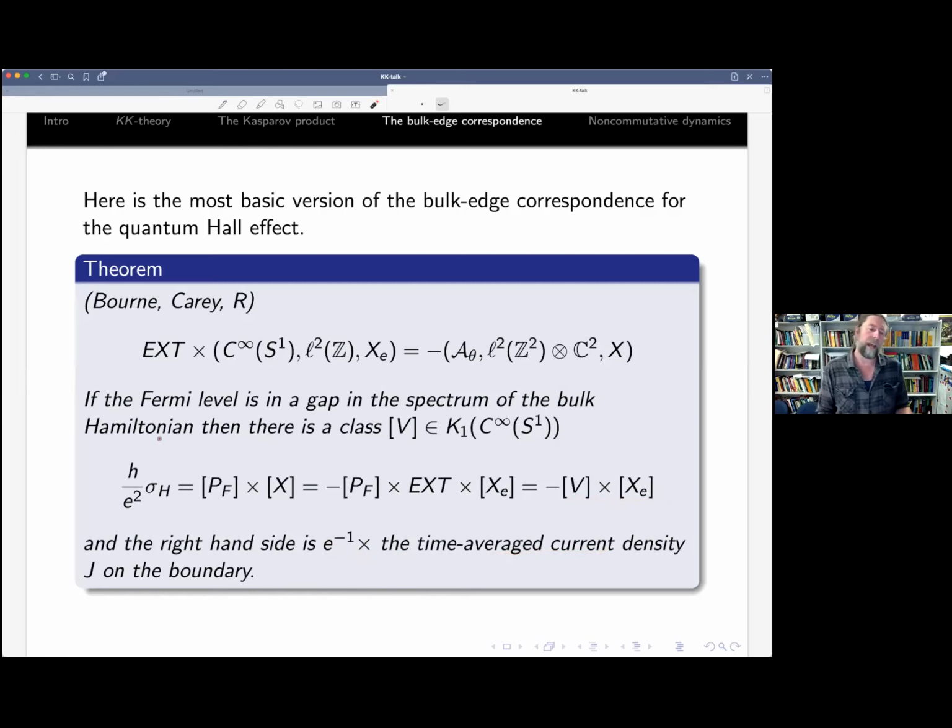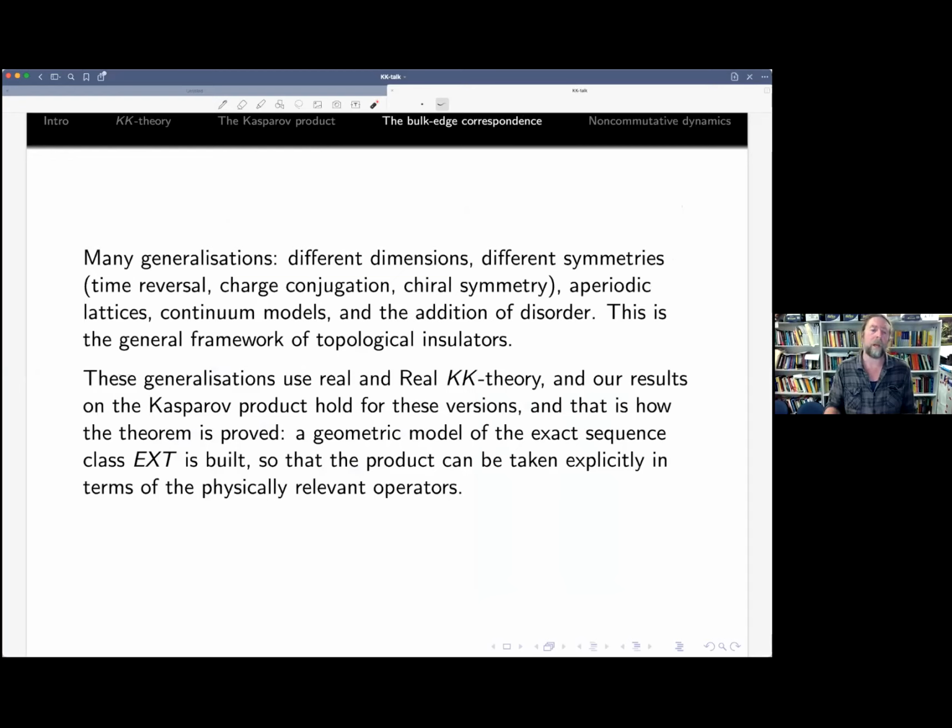So what we have here is this sort of stable topological quantity for the bulk theory, and it's related directly to a current around the boundary. And that's really what the bulk edge correspondence is all about. Okay, so there's lots of different generalizations.